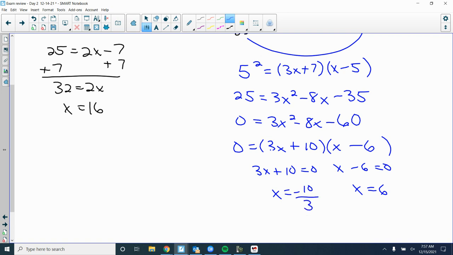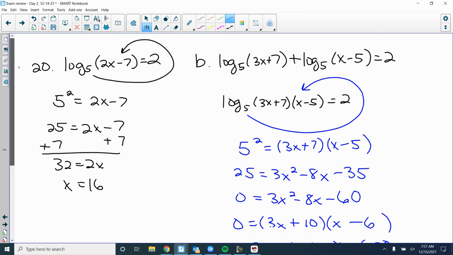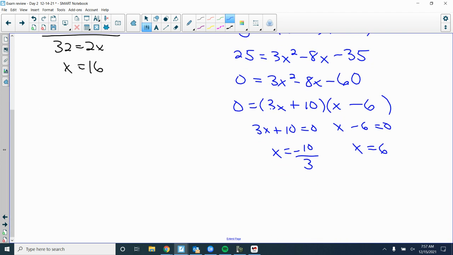With logs, why, not just for correctness, do you have to test your answer? Period. You got to test it because you cannot take the log of what type of number? A negative number. If it gives you a negative number, you got to toss it out. So you got 6 and you got negative 10 thirds. You got to plug those in. 6 minus 5 is positive. That's going to be positive there. So 6 works. But negative 10 thirds will, I know for sure, make that one a negative. So I'm going to throw that one out. And so that means your final answer is going to be 6.